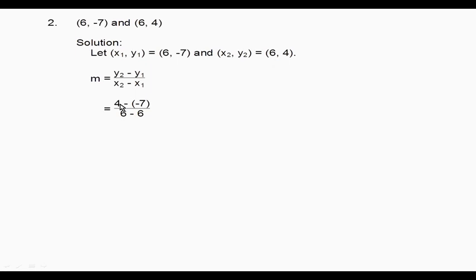Okay, doing the math, 4 minus negative 7, that's 11. My denominator is 0. So I have 11 over 0. Remember, we cannot divide by 0. So the slope here is undefined or does not exist. In fact, if you were to plot these 2 points, you would see that they are a vertical line.